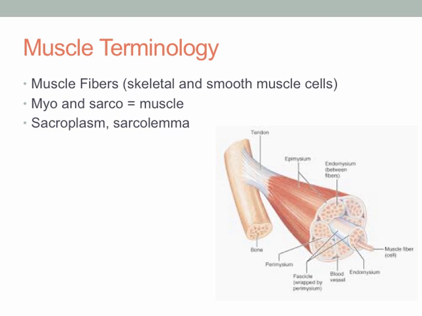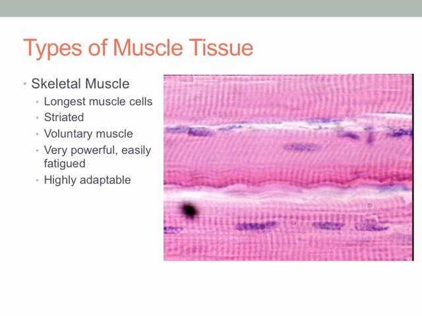Also, know the prefixes myo and sarco. Both of these mean muscle. So you might see words like sarcoplasm, sarcolemma, myoglobin, things like that. It just means muscle. So sarcoplasm is the cytoplasm in a muscle fiber, in a muscle cell. Sarcolemma is the plasma membrane of a muscle cell. And we'll talk about those more when we come across them.